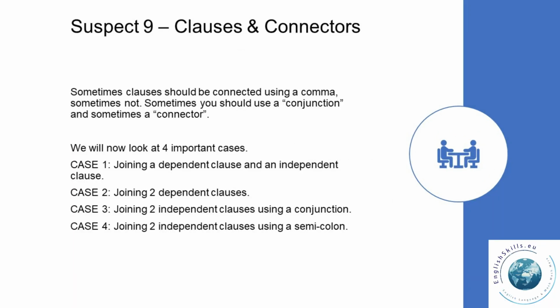Case 1, joining a dependent clause and an independent clause. Remember, dependent means it cannot stand alone. We'll look at this in more detail. Case 2, joining two dependent clauses. Case 3, joining independent clauses with a conjunction. We'll talk about conjunctions and how they go together. And then case 4, joining two independent clauses with a semicolon. We've seen some examples already, but I'll explain those in more detail now.